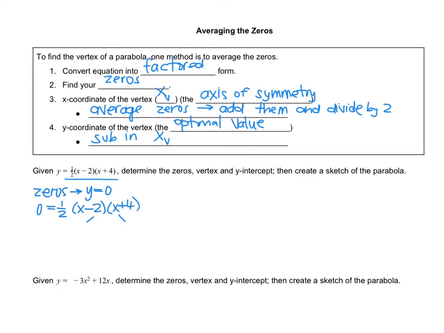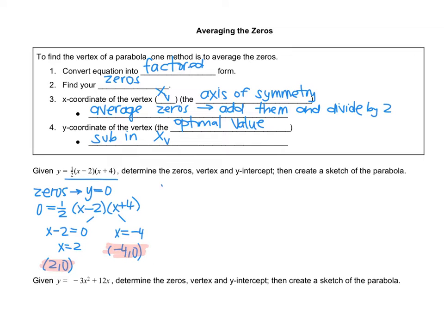Here, I'll do it the long way for the first one. I'm setting x minus 2 equal to 0. So the x-coordinate is 2. That's (2, 0). And for the other one, it will be -4. So there we are. Our zeros are (2, 0) and (-4, 0).